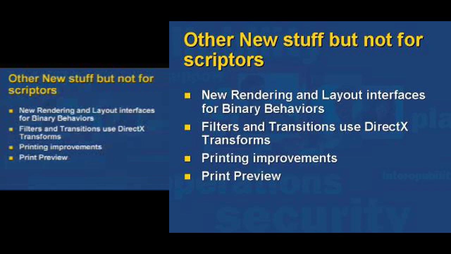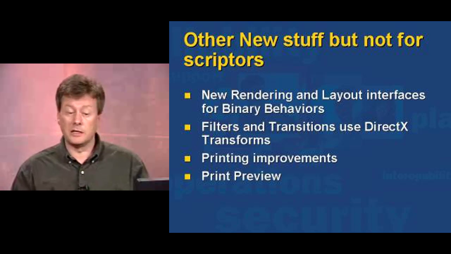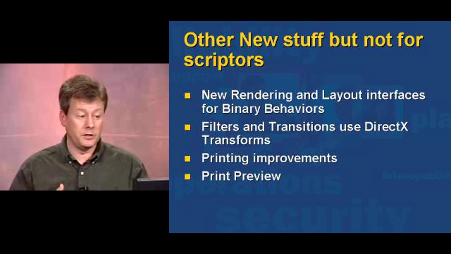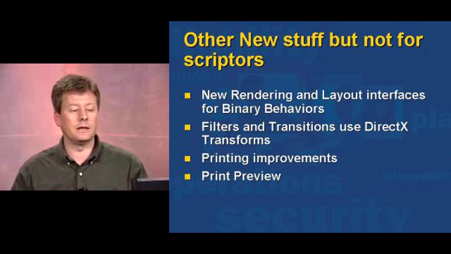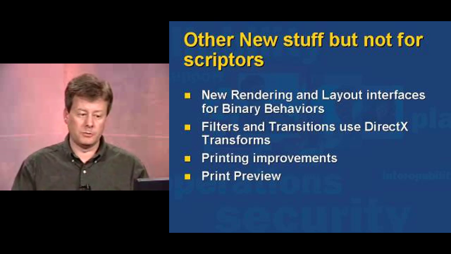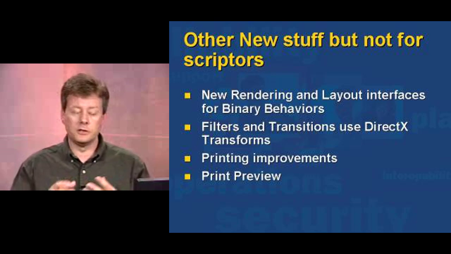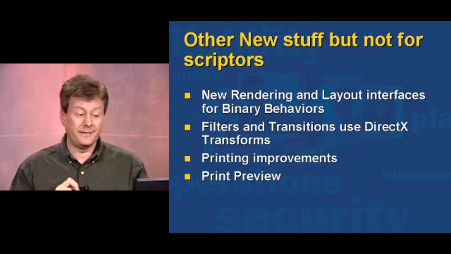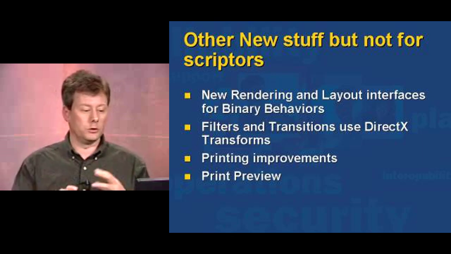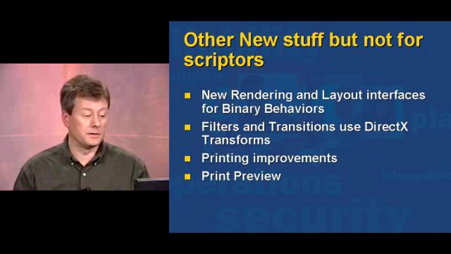And then there's a bunch of other new stuff that's not necessarily for scripting and DHTML content authors. We have this ability because a behavior component is in fact just a COM object. There's a set of new rendering and layout interfaces that are specifically for binary behaviors. And so if you're writing a behavior that's a COM object and has access to binary code, you can do your own rendering, and the new layout negotiation interfaces allow you to specify the amount of area that you need to draw your particular shapes and content.